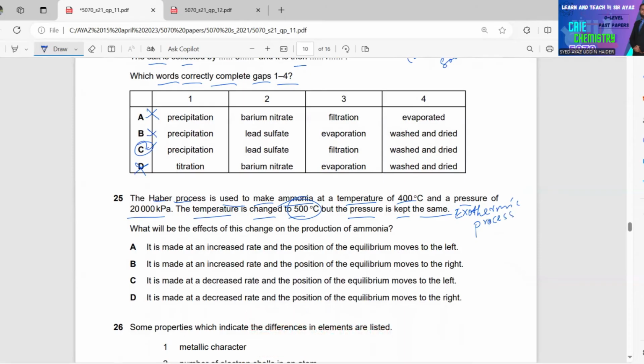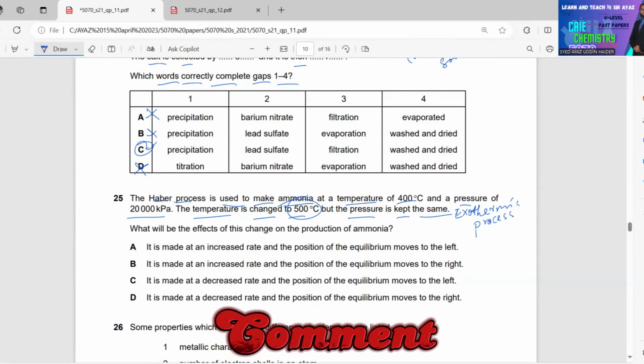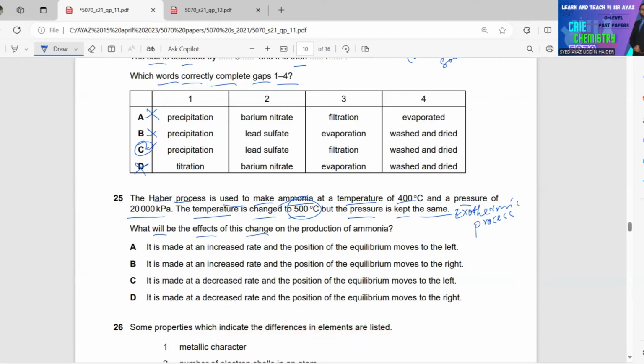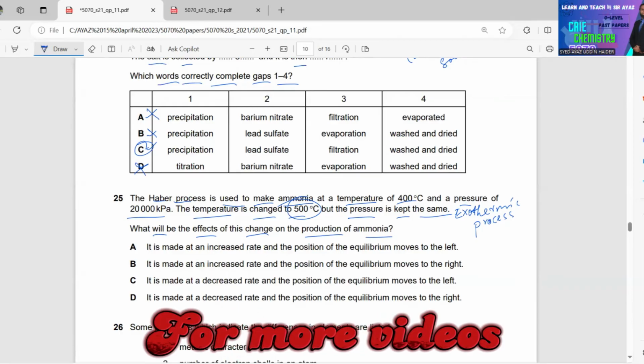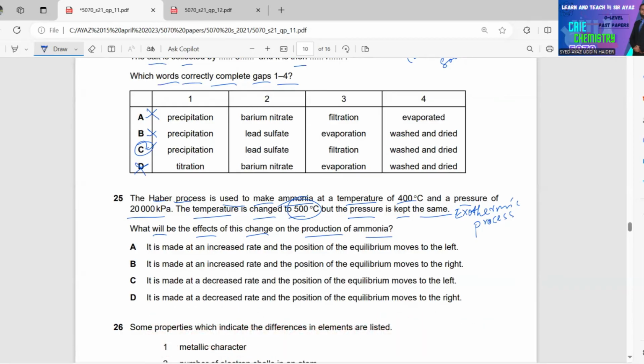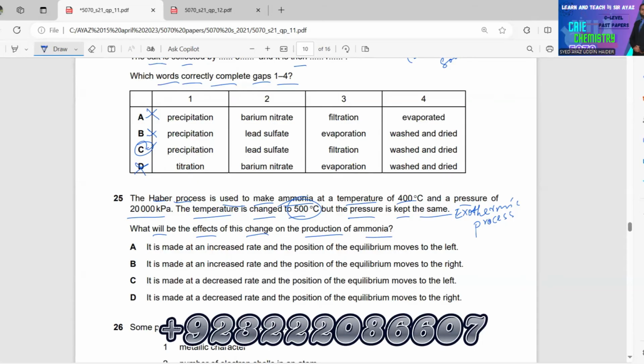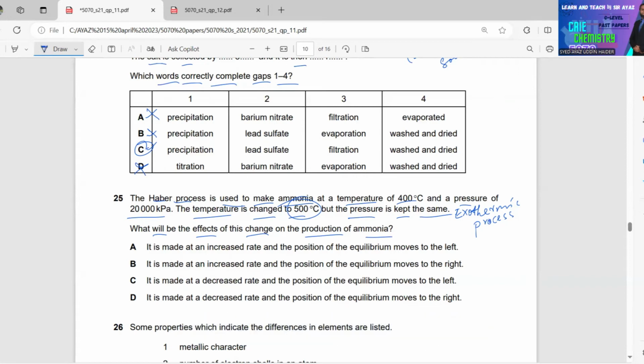The forward direction is exothermic. So what they are asking is what will be the effects of this change on the production of ammonia? Definitely, the temperature will only increase the rate. It won't increase the amount of ammonia produced. It will shift the equilibrium to the left-hand side, not to the right-hand side.